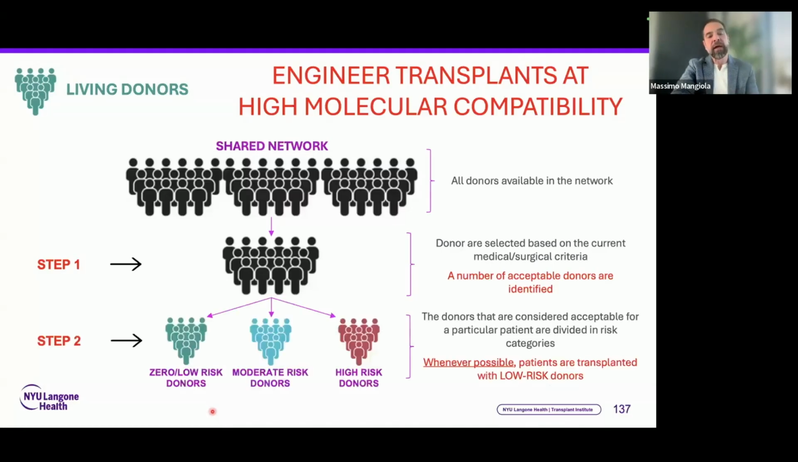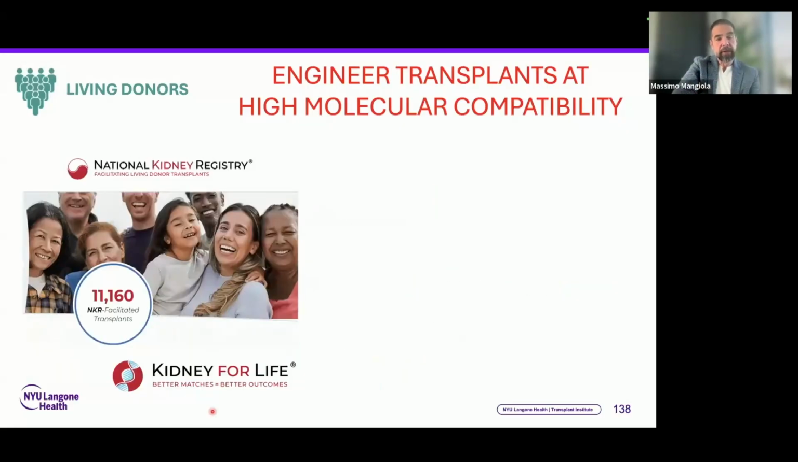At this point in time is where molecular compatibility is applied, where you take this bucket of acceptable donors and split them among low risk, moderate risk, and high risk, or perhaps zero risk. And whenever possible, transplants are engineered to be on the zero or low risk side as opposed to the other side.